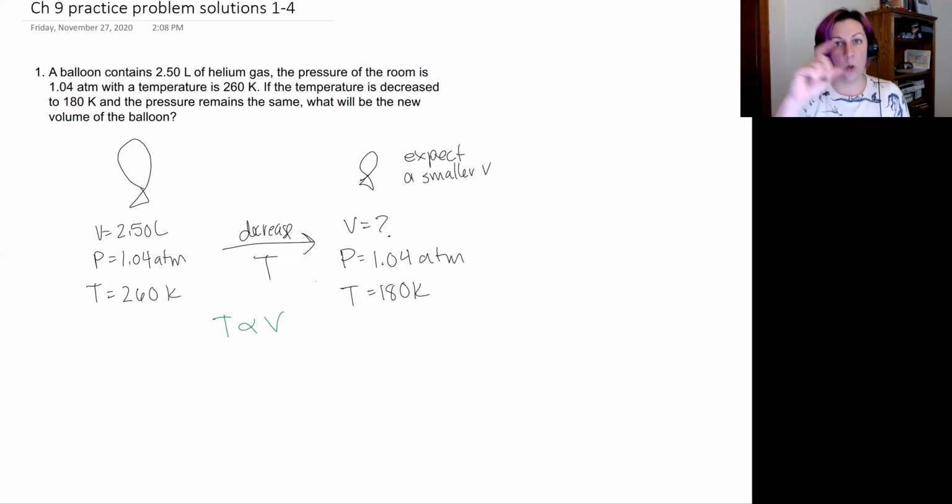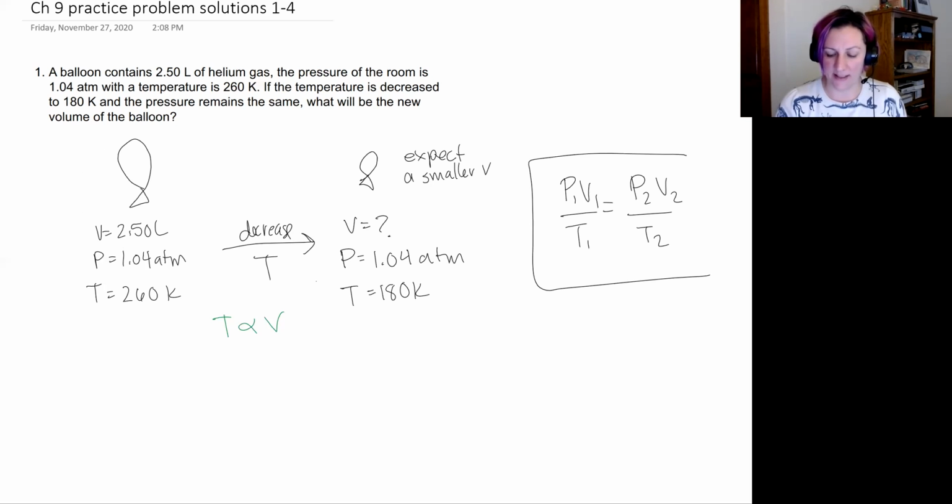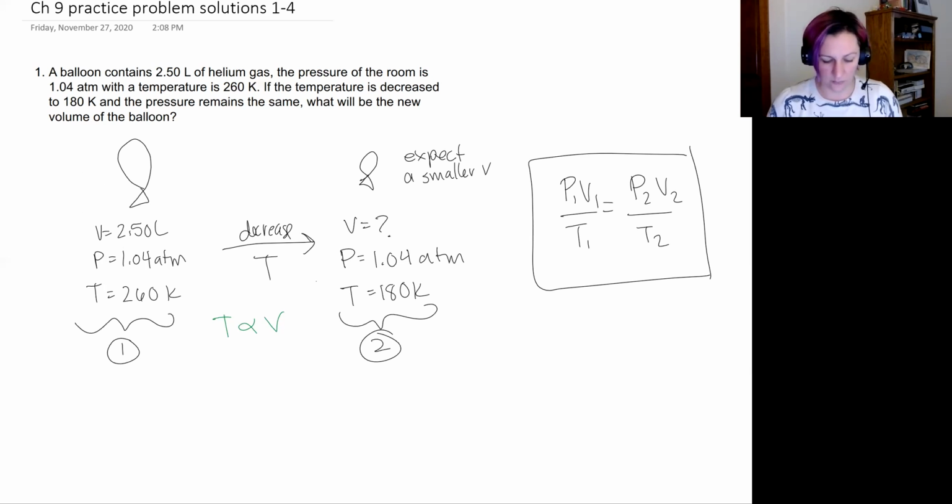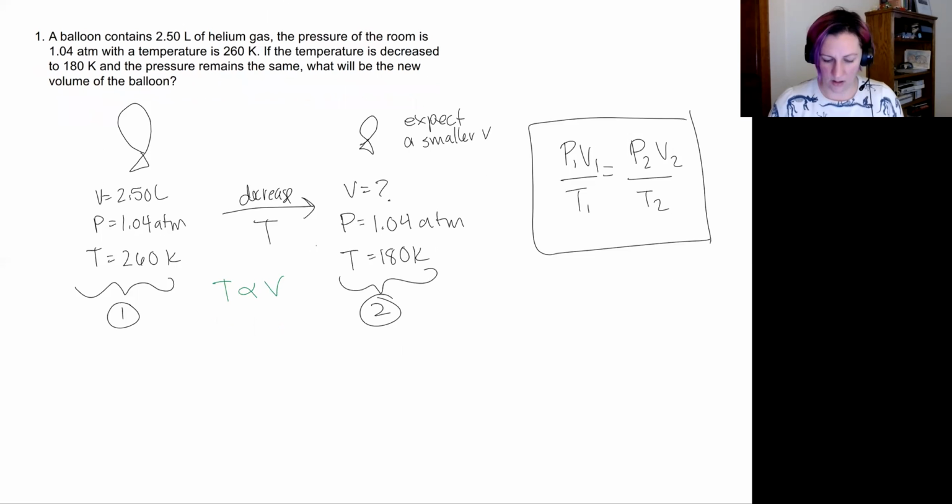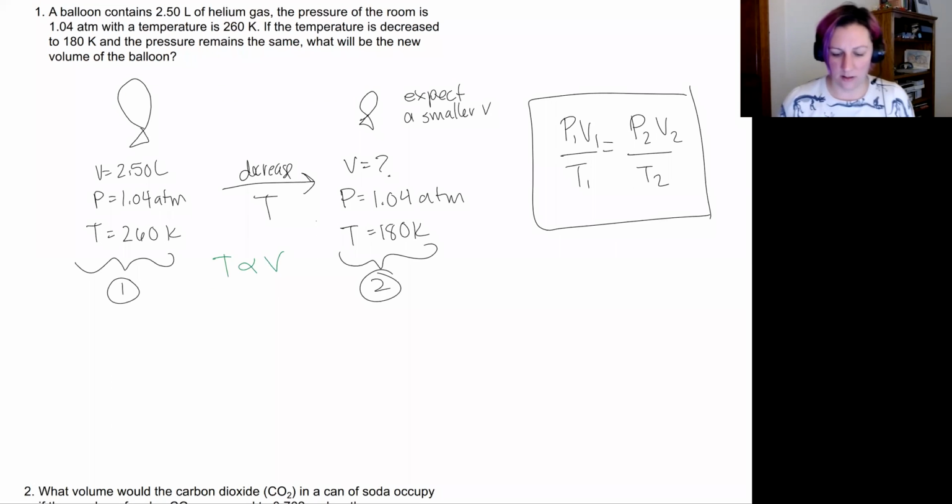Because I have this before and after scenario where I'm making a change, that's a big red flag that I need to use the combined gas law, which is P1V1 over T1 equals P2V2 over T2. So I'm going to plug into our combined gas law. All right. So we're going to call this situation 1 and this situation 2 after we decrease the temperature. I'm going to just move this up a bit and get a little bit more room.